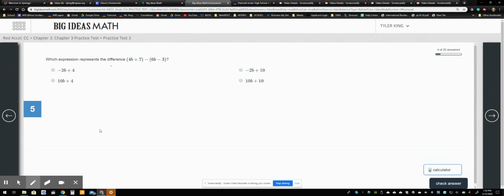Okay, which expression represents the difference between these two quantities here? Now, we're just going to go ahead and solve this and then look for it, okay? It's nice that they give us options to choose from, but we're going to just be solving this. So we have 4b plus 7, and then we have minus, and then 6b minus 3.